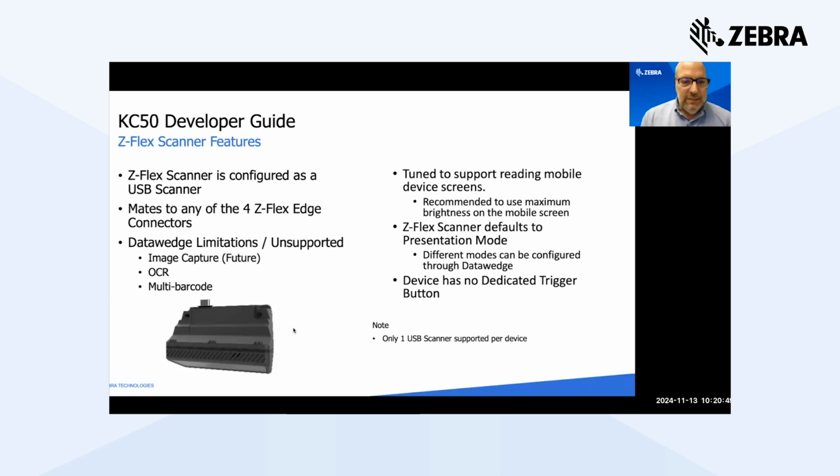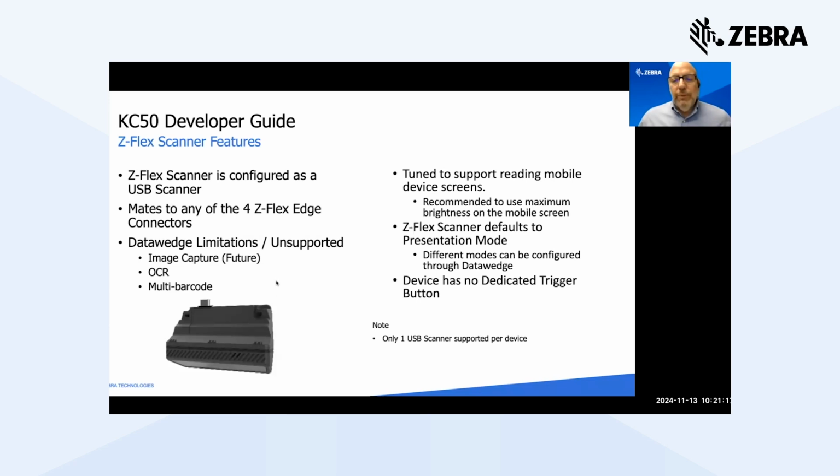Just note, because this is a USB scanner, it has some limitations when you compare it to an integrated scanner. So some features that you might be used to in an integrated scanner are not supported here. Image capture is not, but we're getting that as a future feature on the device. Optical character recognition is not supported, and multi-barcode is currently not supported because it's a USB scanner.